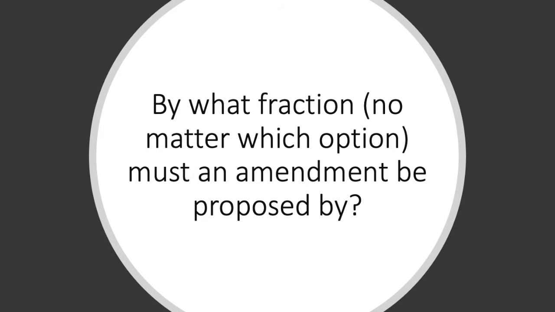And by what fraction? No matter which option, remember we talked about 2 options, by what fraction must an amendment be proposed? Well, if you take a look at our notes, or if you remember from last class, no matter the option, 2/3. 2/3 is the fraction that it must be proposed by. We already talked about how the Senate or the House must vote yes at a 2/3 margin. And in option 2, the Constitutional Convention was called by the U.S. Congress at the request of 2/3 of the states.